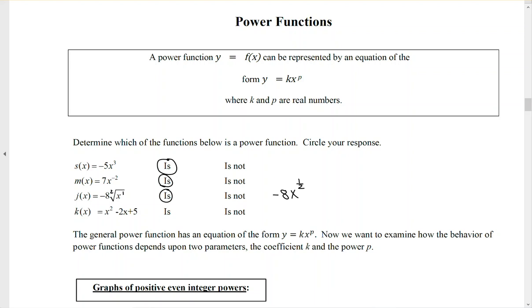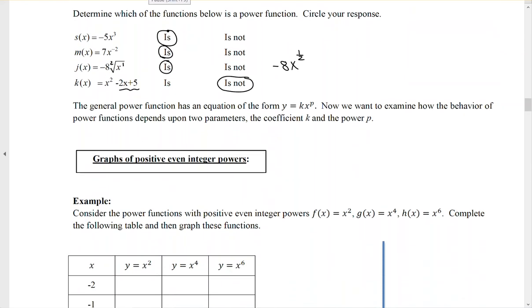What is not a power function, though, is this next function. If there had just been y equals x squared, that'd be fine. But with this extra stuff added in, notice our power function only has one term, and that term has to have a real number in front and in the power. If you've got extra stuff or extra terms added in, it is not a power function.